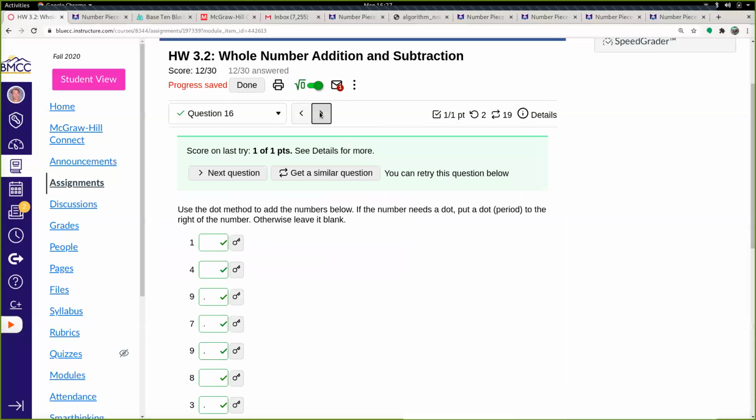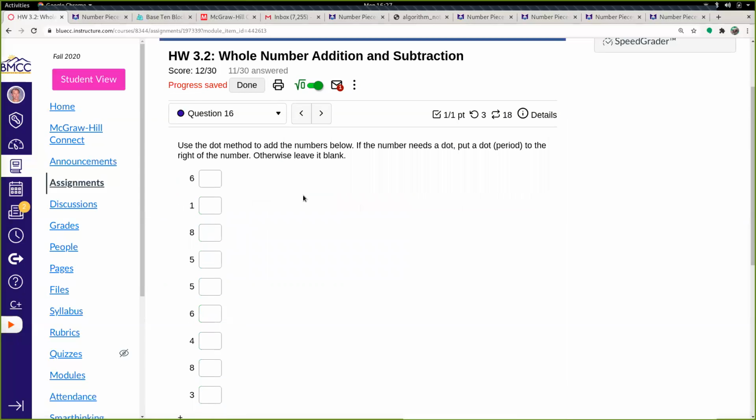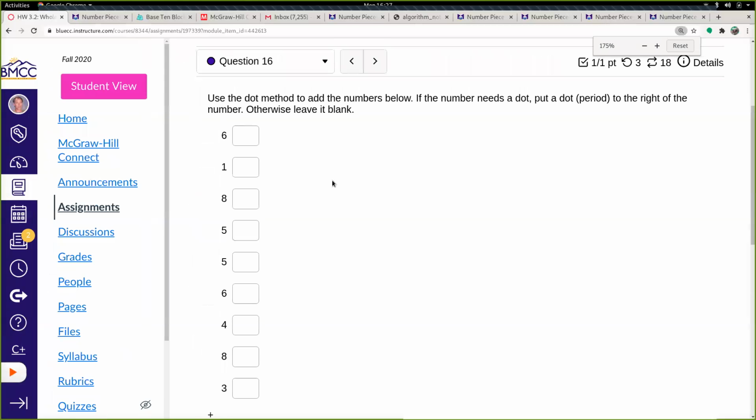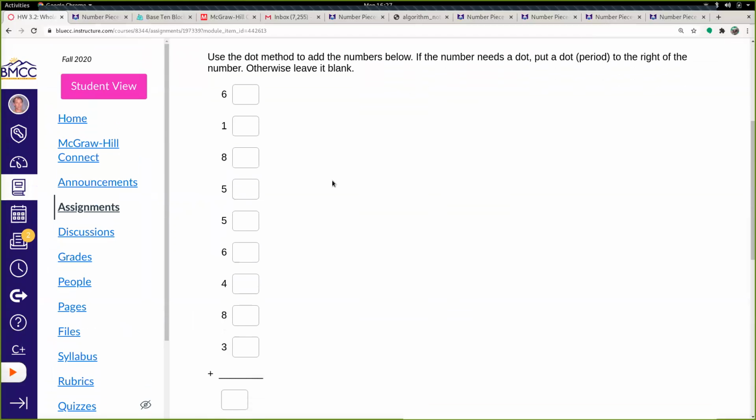Let's look at some other ones. Oh, the dot one. Yeah, let's do an example of the dot. So I did this in the beginning of class. So let's get a new one. So the dot method is like the scratch method. I put a dot every time I make a 10 and I keep track of the ones. So let's blow this up a little more. Can't get much bigger than that though.